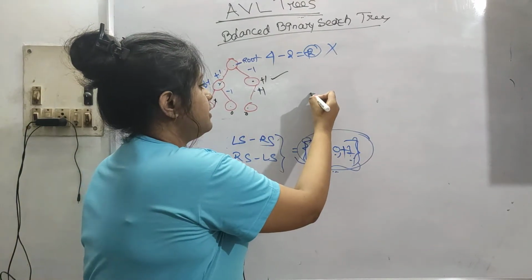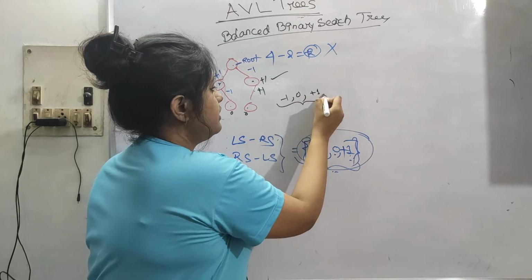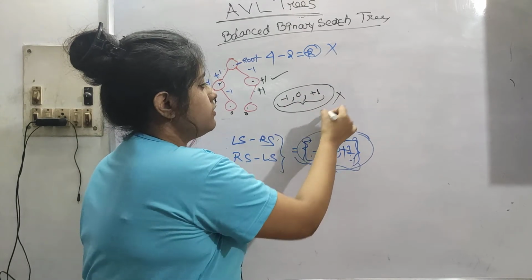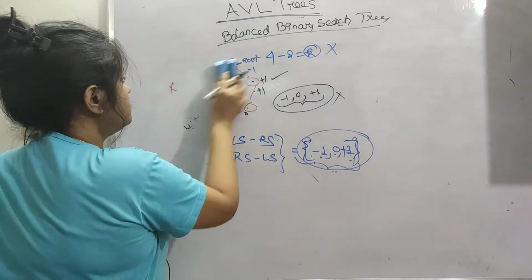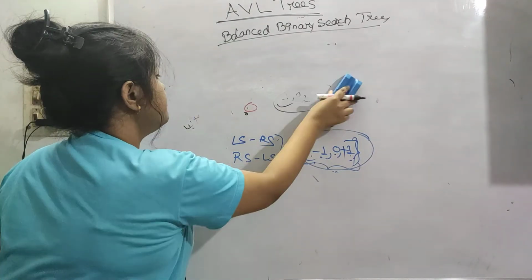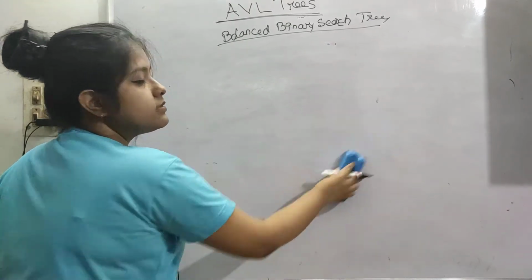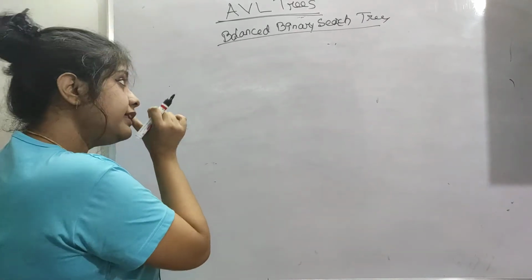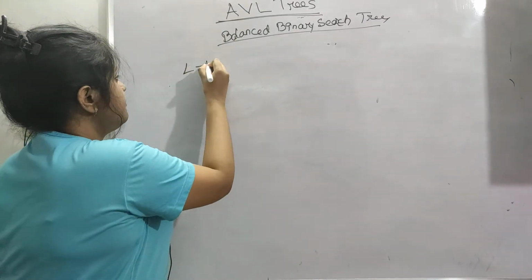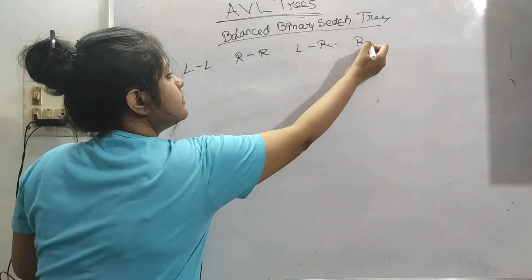If it is -1, 0, or +1, then it is accepted. Beyond this is not accepted. So this is basic. Now we will see how to make an AVL tree if it is unbalanced, from unbalanced to balanced, how it will be made. Let's see, there will be 4 cases: left left, right right, left right, right left.